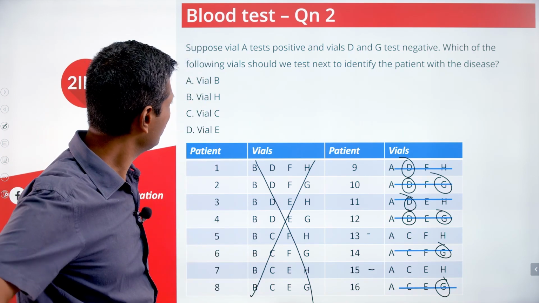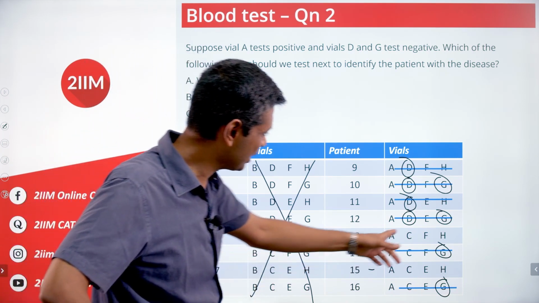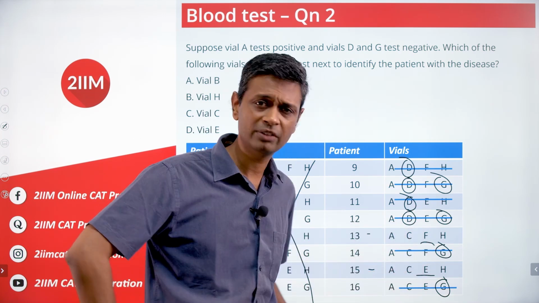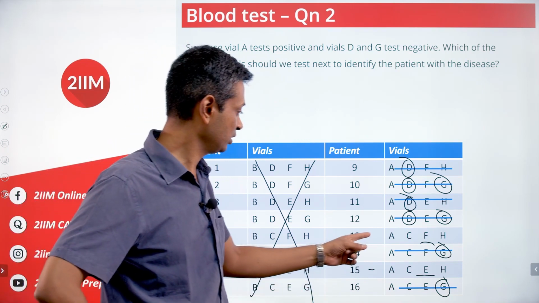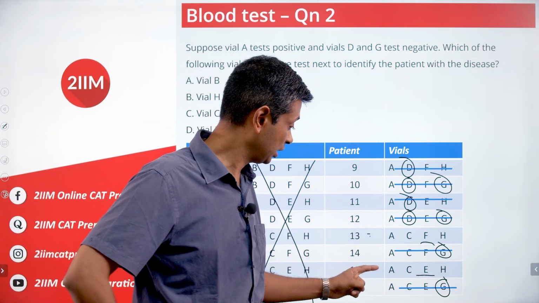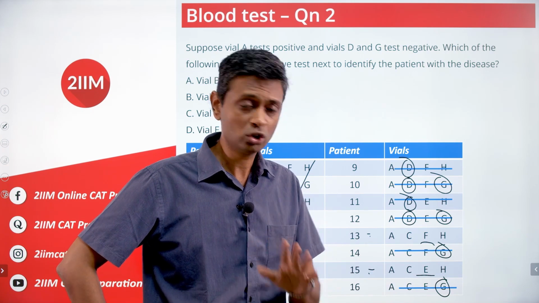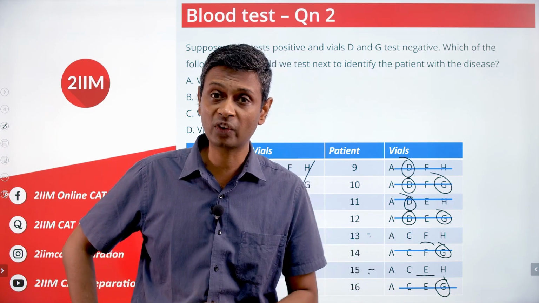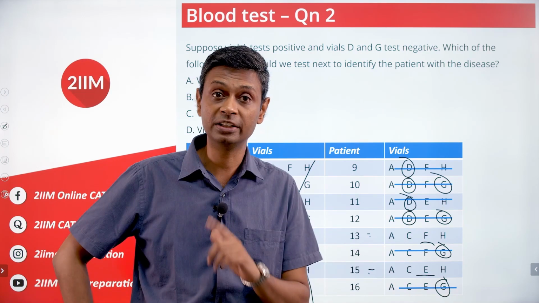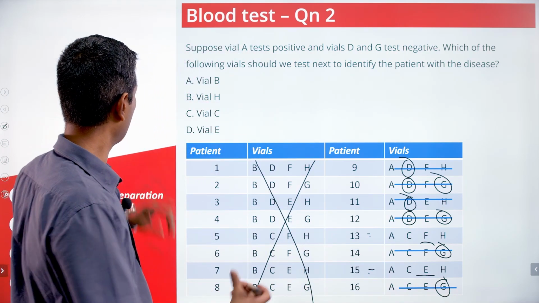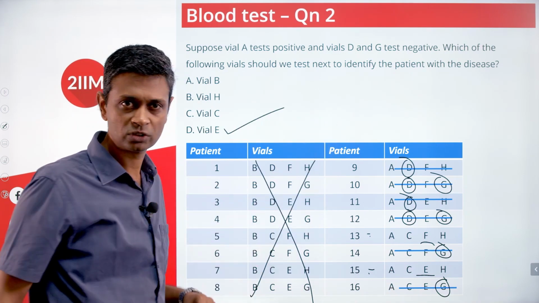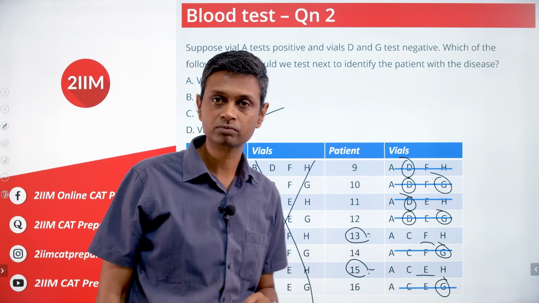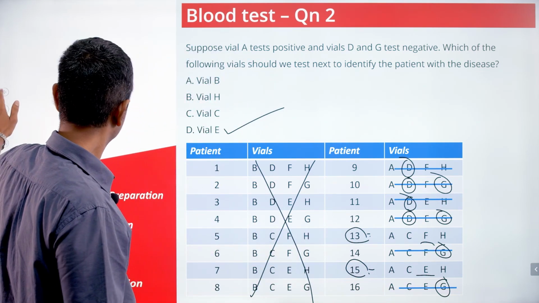Okay. Now we need to identify this. That means A, C and H are common. We need to look at F or E. We test F, and if F turns out positive, then it's patient 13. If F turns out negative, it will be patient 15. And the other way around. So between these two, the distinguishing factor is F and E. So we need to look at vial F or vial E. Is there one of the choices? Yep, F is not there, E is there. That's what we look at. We test vial E. If we test positive, then it's patient 15. If we test negative, then it's patient 13. Lovely.